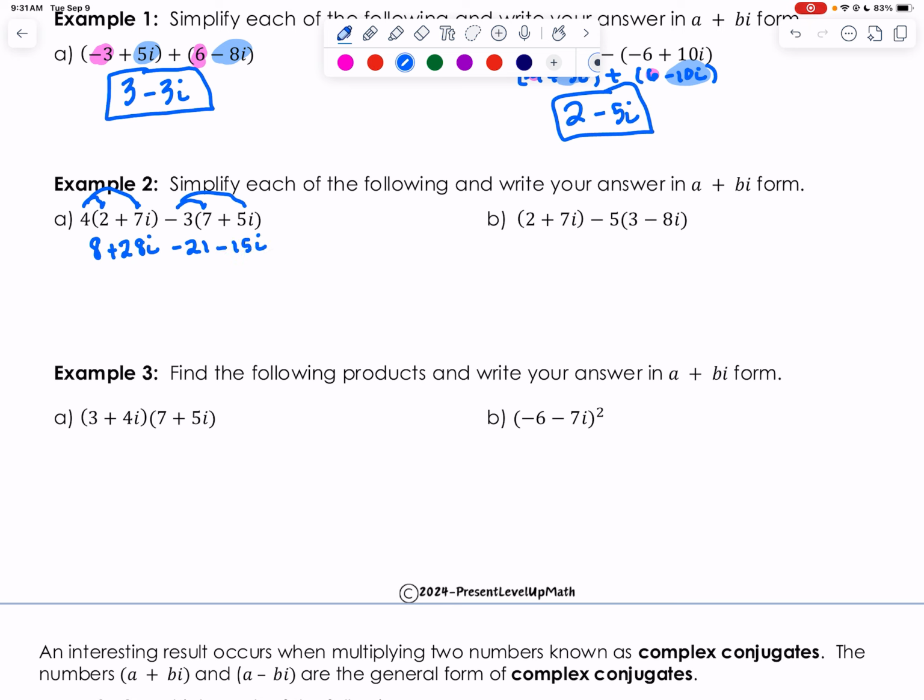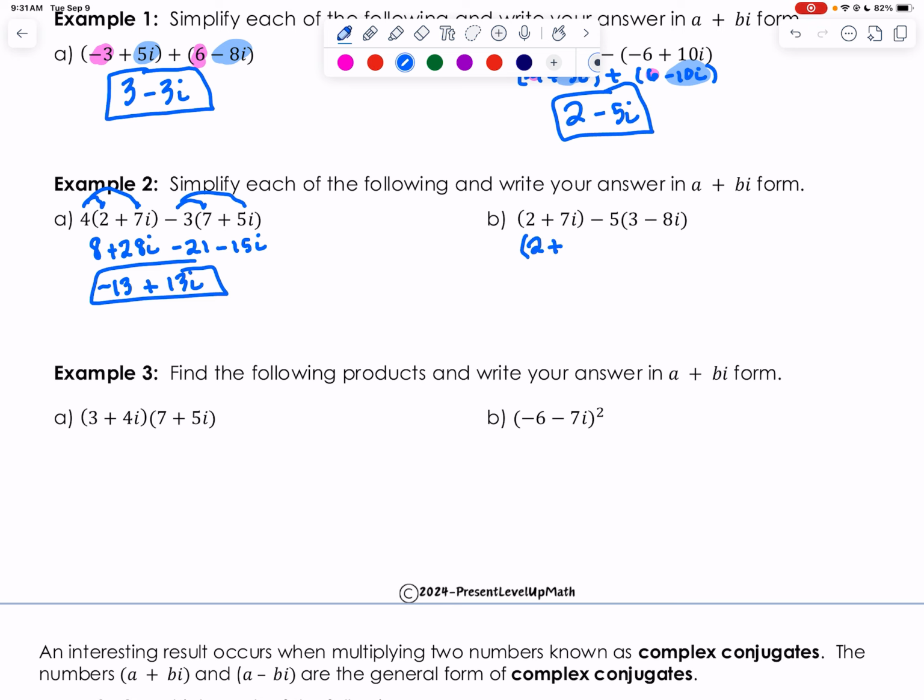Now, to simplify it, I'm going to combine the real number part. So 8 minus 21 would give me -13. And 28i minus 15i would give me +13i. All right, pause the video and try problem B on your own. All right, let's see how you did.